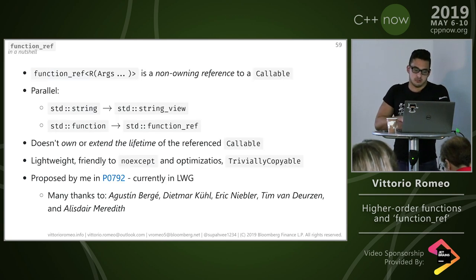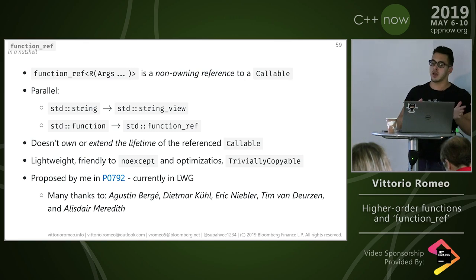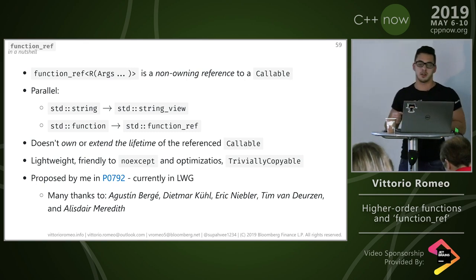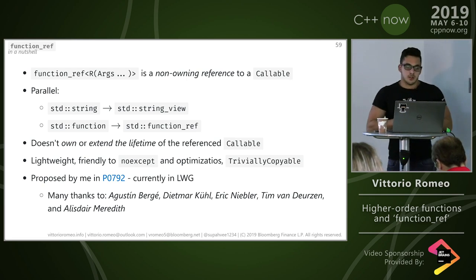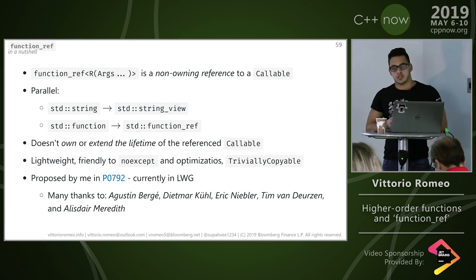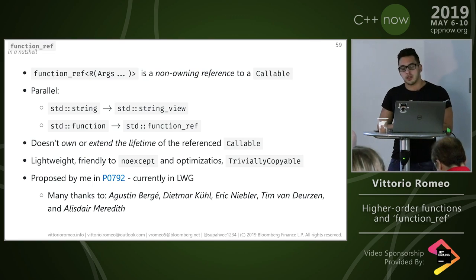So in a nutshell, function_ref of a signature is a non-owning reference to any callable that supports the signature. The parallel I mentioned is std::string is the owning type and string_view is the view-only type. std::function is the owning type and function_ref is the view type. It doesn't own or extend the lifetime of the referenced callable, which means this is going to be efficient, but it's also going to be dangerous because it's easy to create dangling references. It is lightweight, friendly to noexcept and compiler optimizations, and it's also trivially copyable.